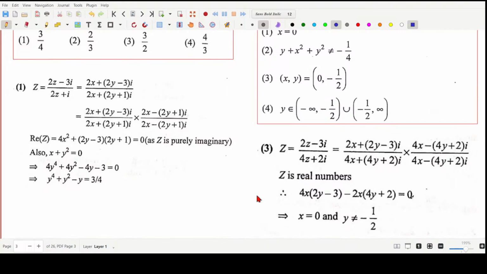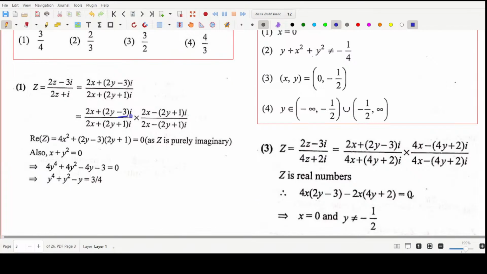Sir, can you show how to simplify (2x plus 2y minus 3i) into (2x minus 2y plus 1i)? This part, the multiplication, I'm confused how to do it. We want to multiply only the real part. Now, where do we get the real part? Either you do real into real or imaginary into imaginary, right? So 2x into 2x is 4x square.